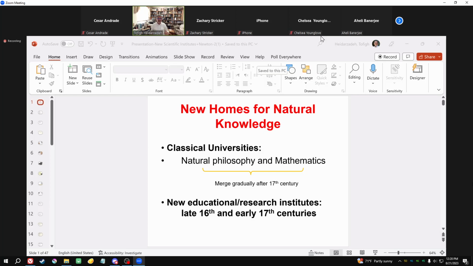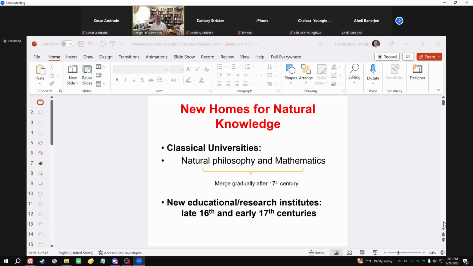So these groups in these courts, or groups that were formed by union of, or by collaboration of, these people who were practicing new sciences, later became great institutes in Europe.